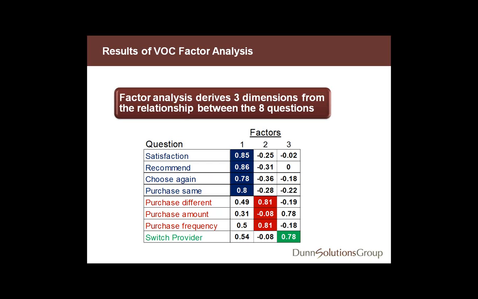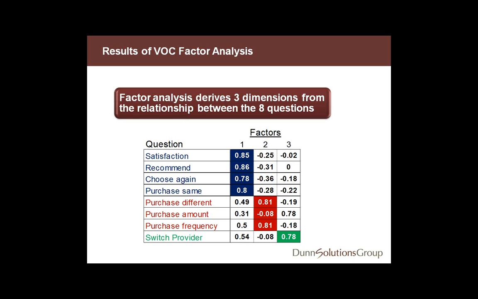The results of our analysis suggest that we can categorize our customers into 3 unique buckets. For instance, there exists a high correlation between the responses for level of satisfaction, customer recommendation, choose again, and purchase the same. Therefore, these 4 drivers are most important to one of our customer segments. The other unique groups are highlighted in red and green.